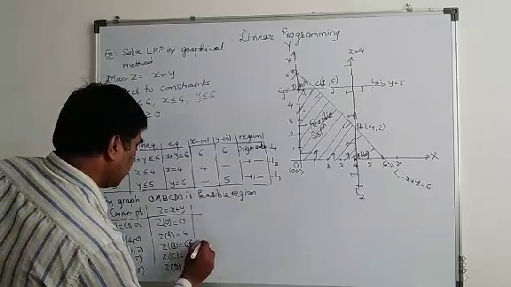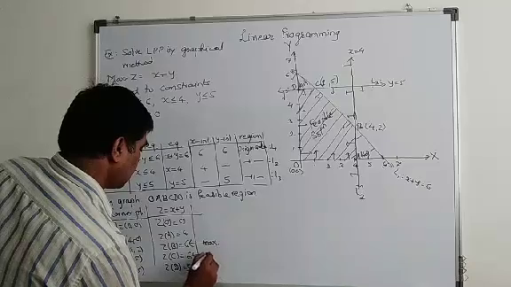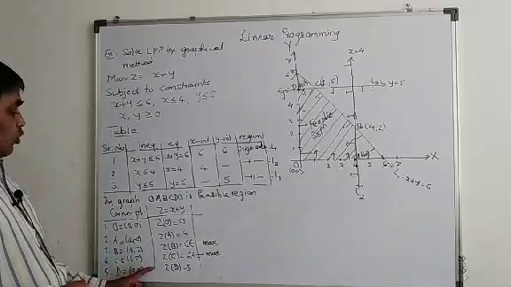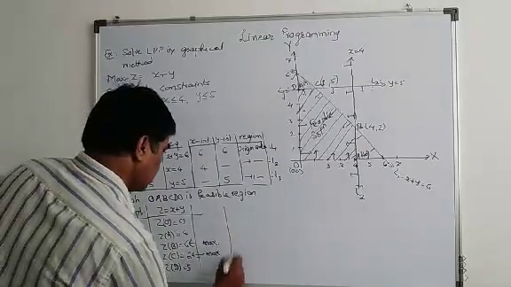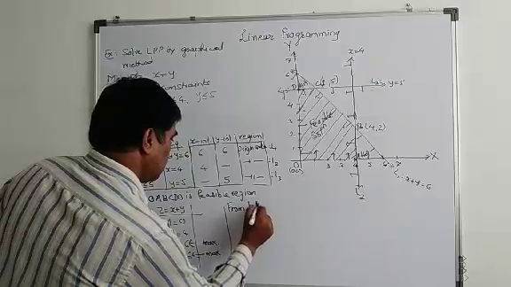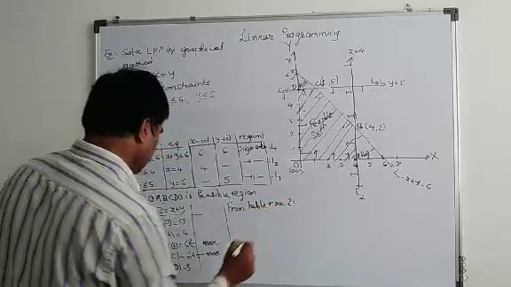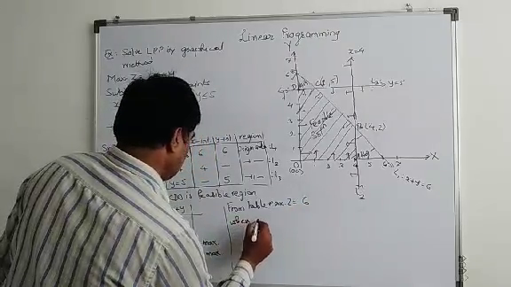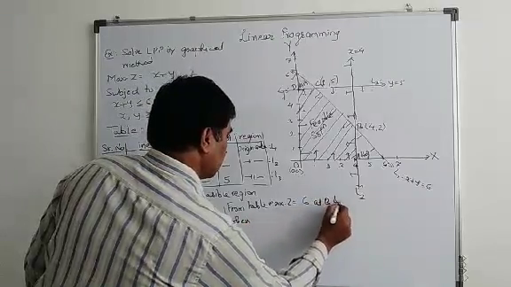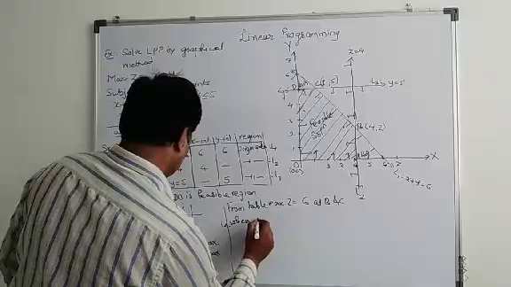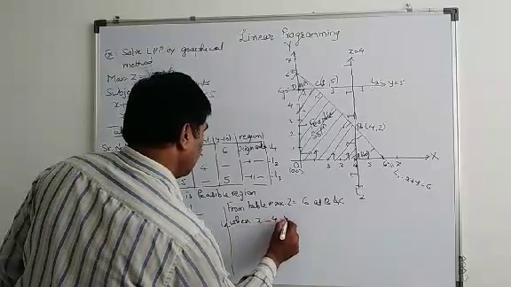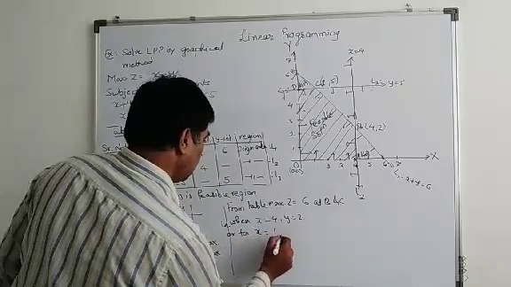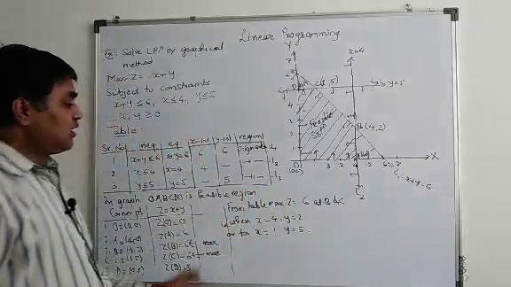Now these two values are maximum. So the maximum of Z from the table is equal to 6, at B and C, that is when x is equal to 4, y equal to 2, or for x is equal to 1, y equal to 5. So this is the solution of that one.